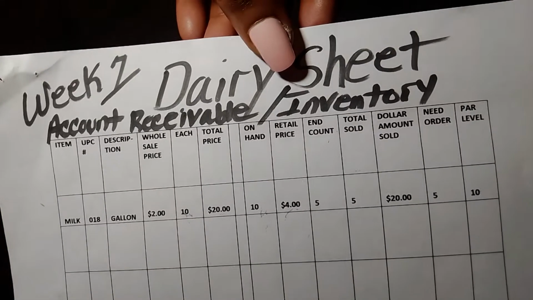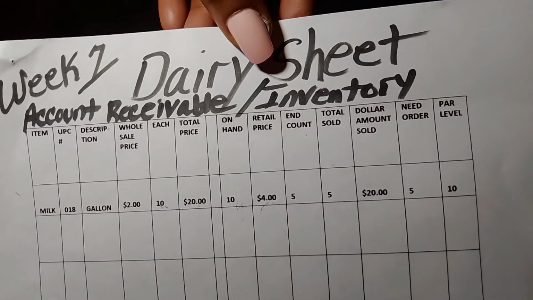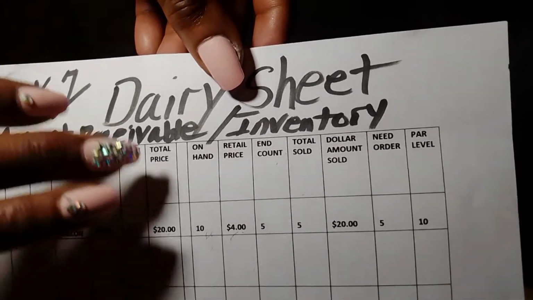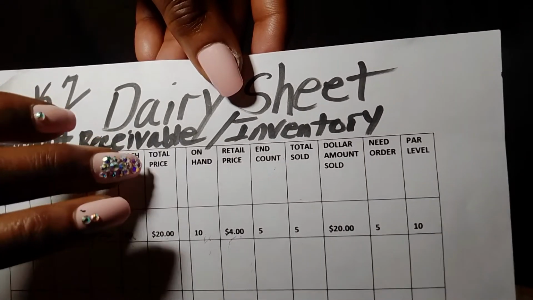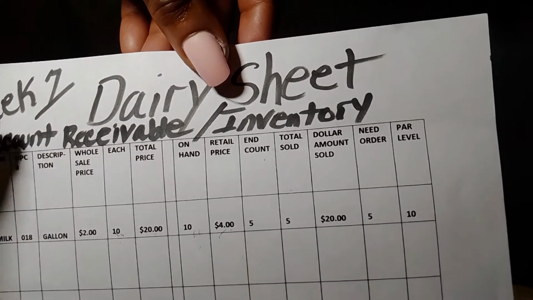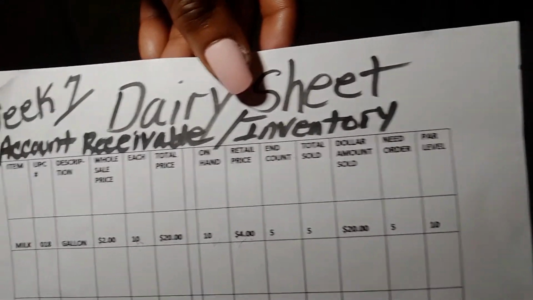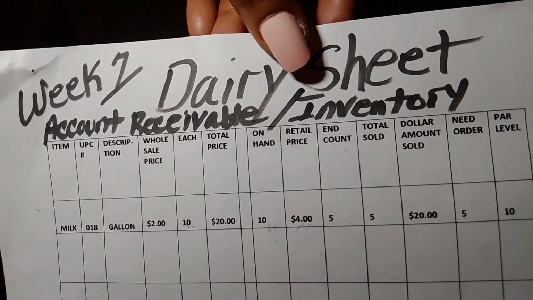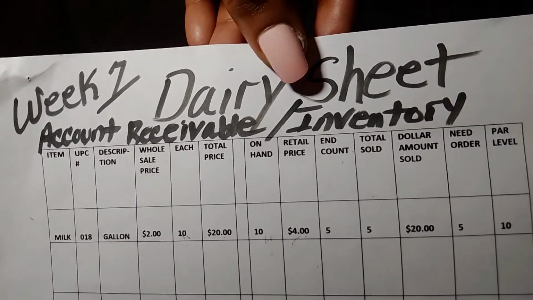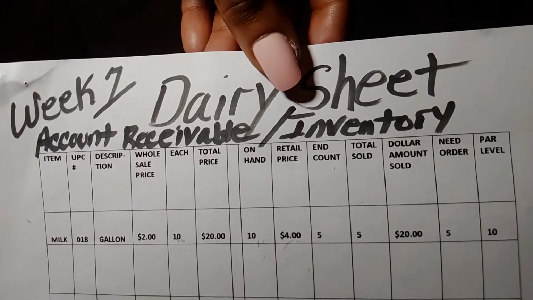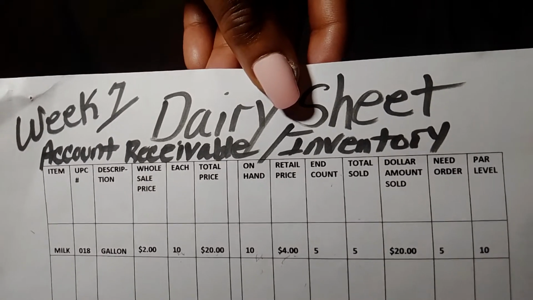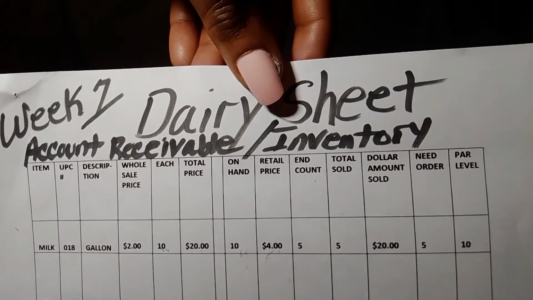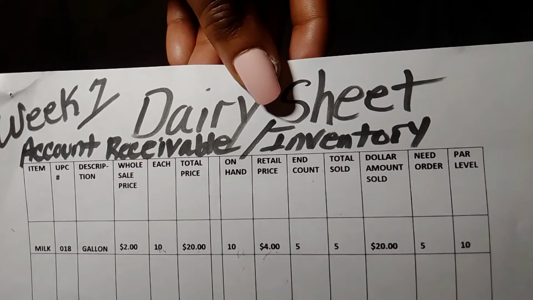It's going to say week 1, dairy sheet, and then on one side, all the way to total price, that's your accounts receivable. It says accounts receivable. And then starting from on hand all the way across to par level, that's your inventory. Then I'm going to tell you the difference between that.